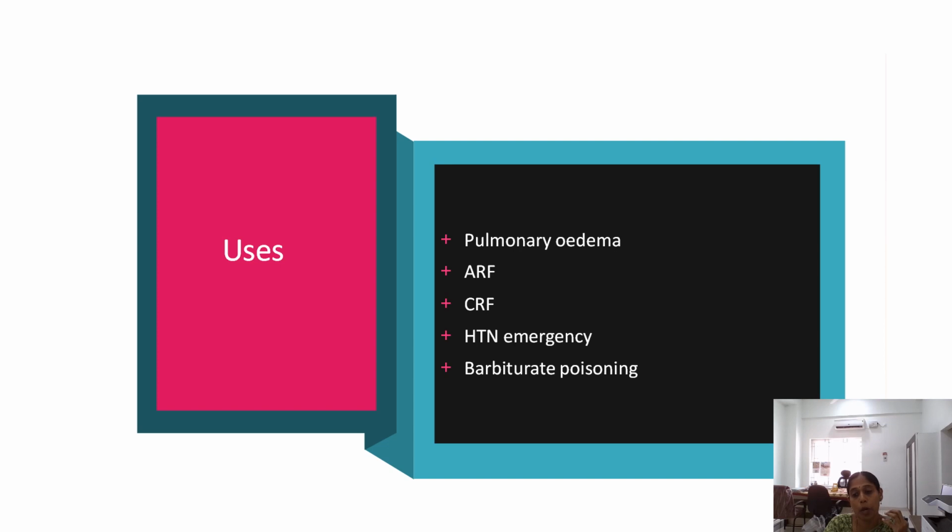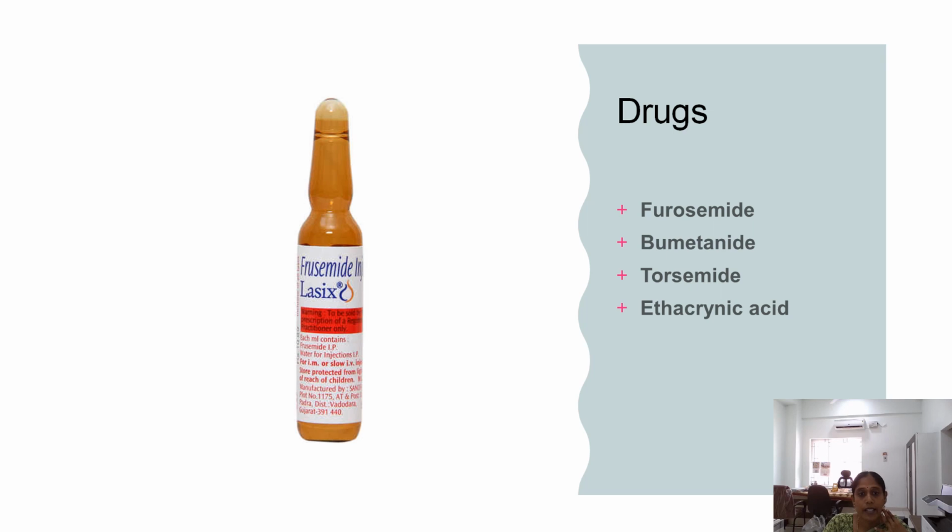Barbiturate is a barbituric acid, right? So there we need forced alkaline diuresis. So here also we can use these loop diuretics. So this is the drug. When you go to the ICU, please have a look at this vial. So what are the drugs? We have furosemide, bumetanide, torsemide, and ethacrynic acid. Among these, furosemide and torsemide are commonly used.